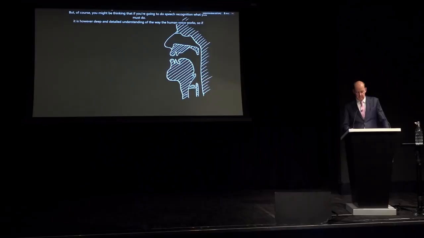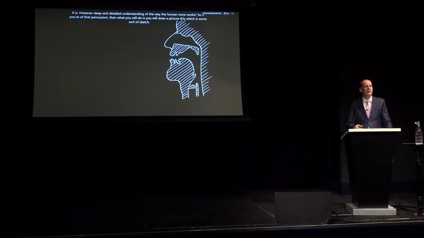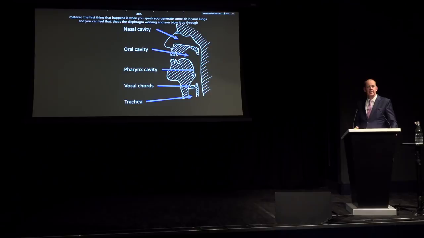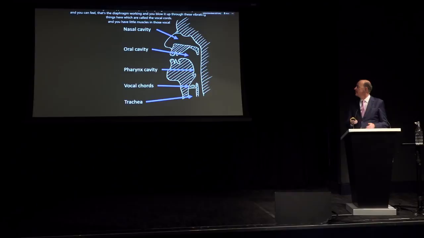But of course, you might be thinking that if you're going to do speech recognition, what you must do is have a deep and detailed understanding of the way the human voice works. So if you're of that persuasion, then you will draw a picture like this, some sort of sketch of the human vocal tract. And I'd draw out a couple of things here that are material. The first thing that happens is when you speak, you generate some air in your lungs, and you can feel that. That's the diaphragm working, and you blow it up through these vibrating things here, which are called the vocal cords. And you have little muscles in those vocal cords, so you can change the frequency of the vibration.